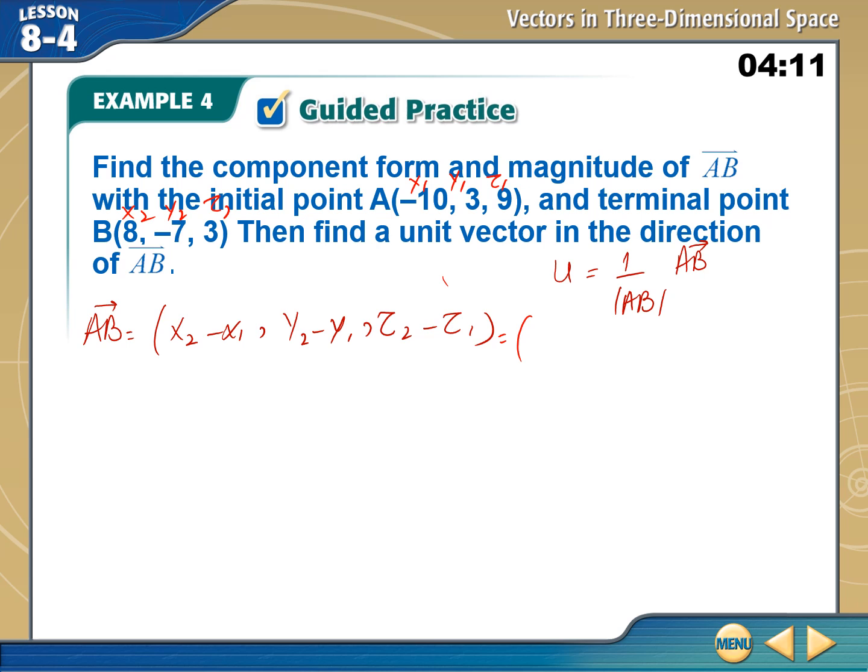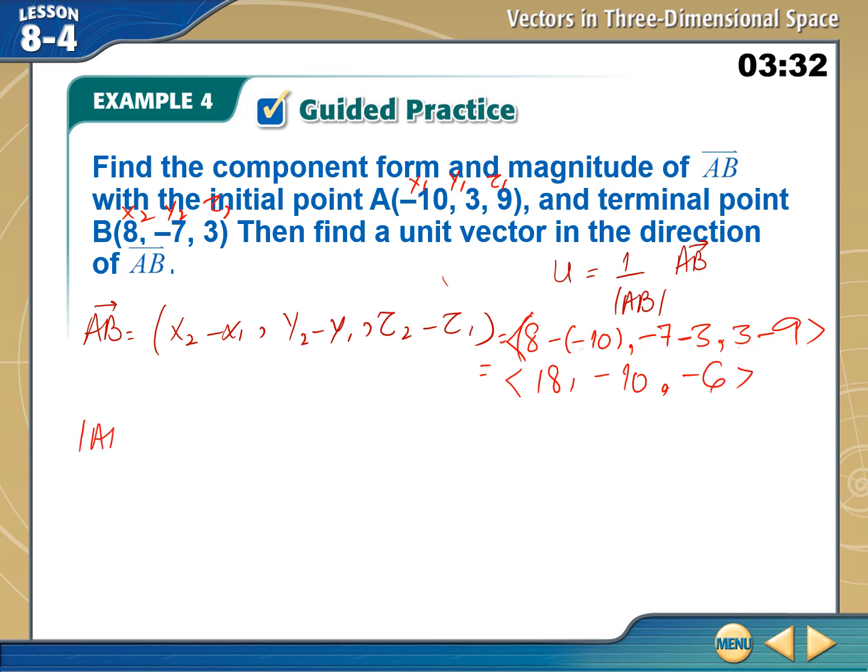So x2 is 8 minus x1 is minus 10. Now sometimes the students don't write the brackets around the minus 10. They write only 8 minus 10, which leads to a wrong answer. Now write down y2, that is minus 7, minus y1 is 3. z2 is 3 minus z1 is 9. Now solve it. 8 plus 10 gives us 18. Minus 7 minus 3 gives us minus 10. And 3 minus 9 gives us negative 6.